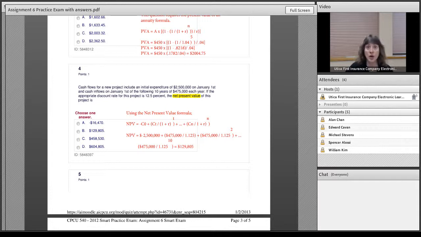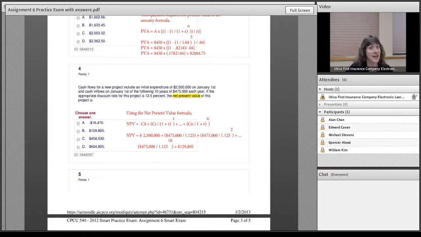Do you notice this? Do you notice what's happening here? You're getting $475,000 a year for 10 years. What does that sound like? It's not a perpetuity, but it's an annuity. You could use the annuity formula to find out what the present value of those 10 payments are.